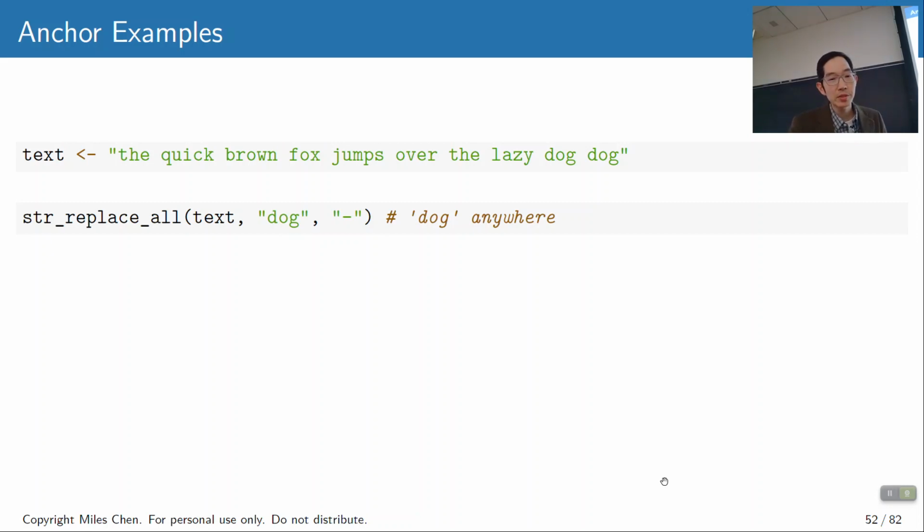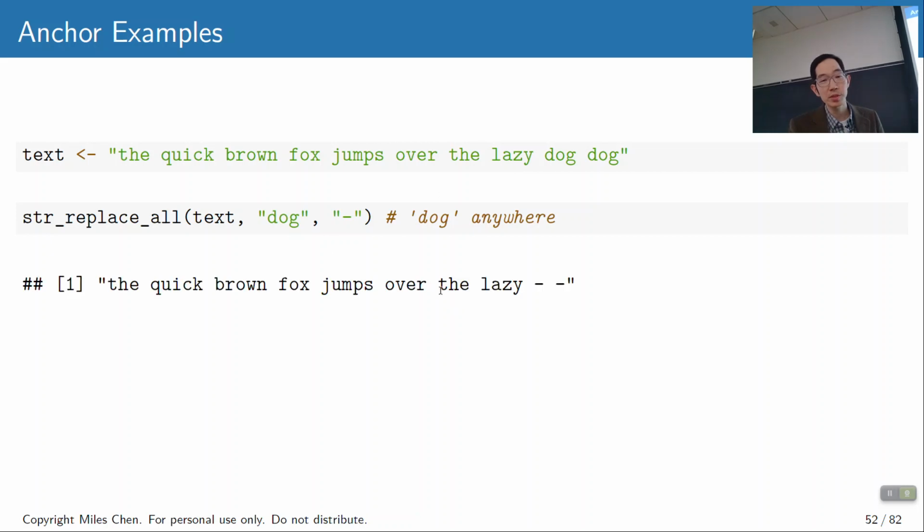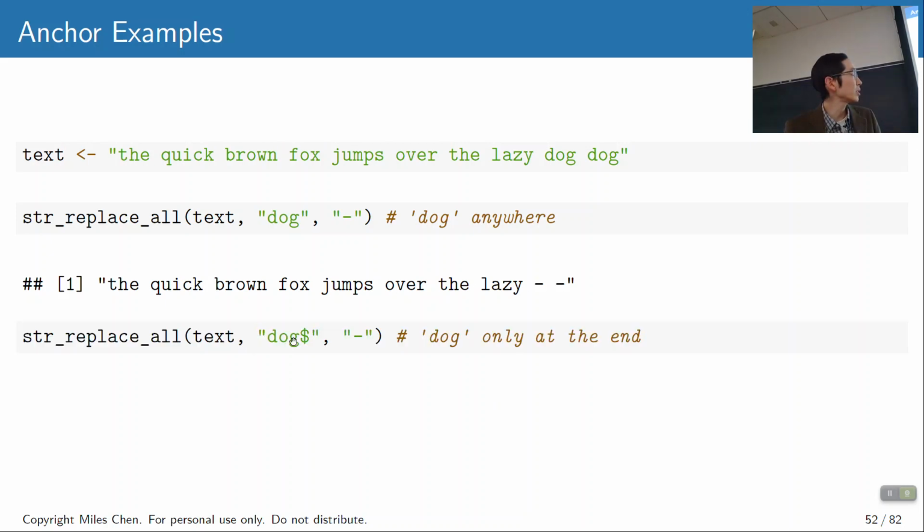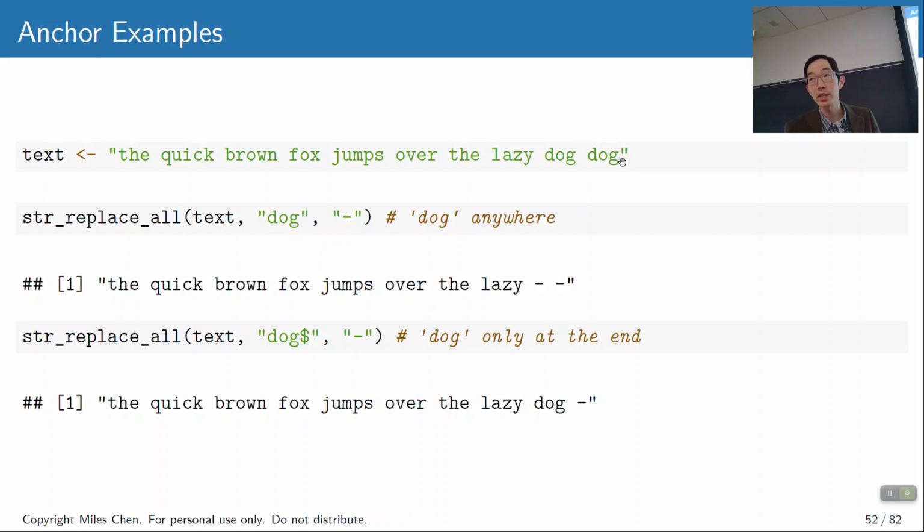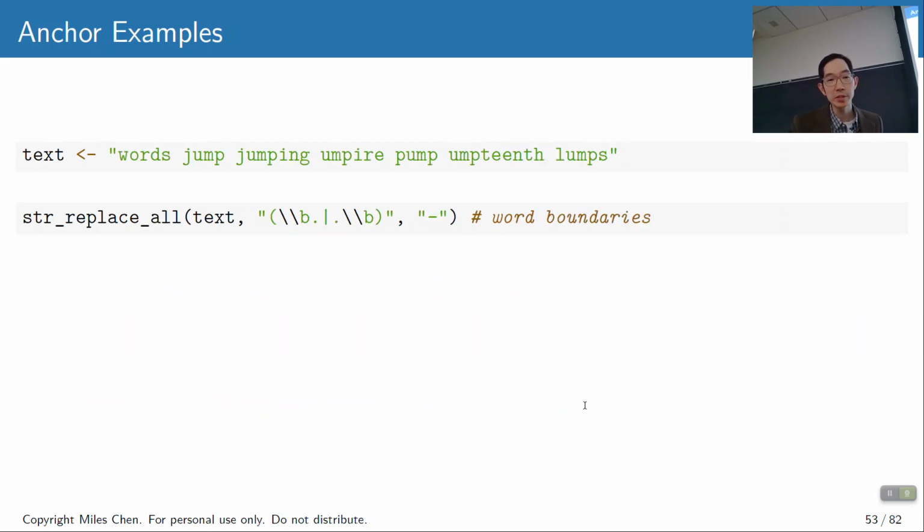Okay, what about replacing the pattern DOG? We're going to replace DOG with a dash. And so this will become the quick brown fox jumps over the lazy dash dash. Okay. This one, DOG dollar sign, says only match the DOG if it's at the end of the string. So it only matches this one at the very end. So it doesn't replace this DOG because this is not at the end of the string, but it will replace that one. So those are examples of a few anchors.